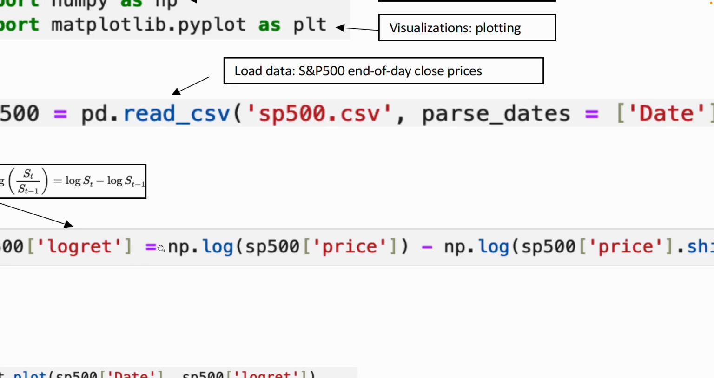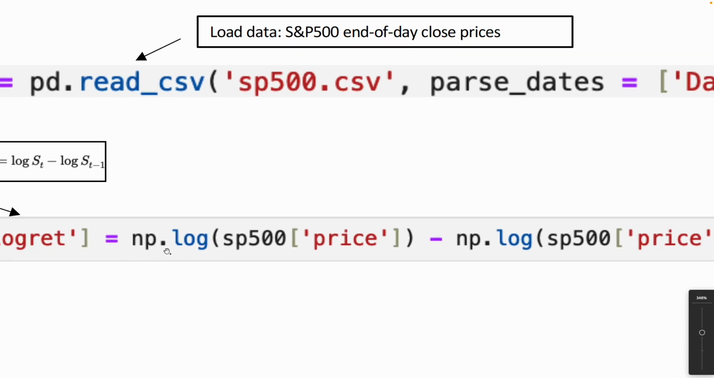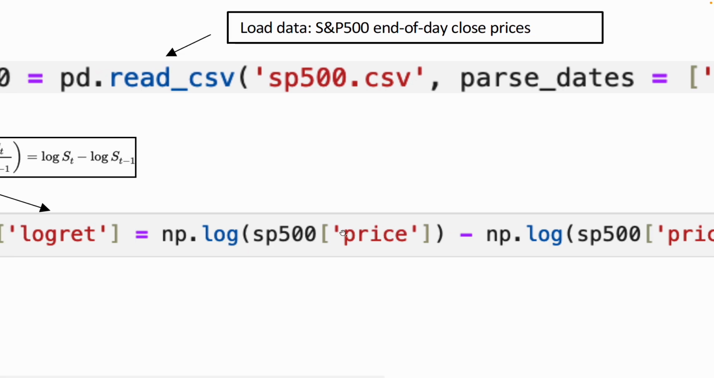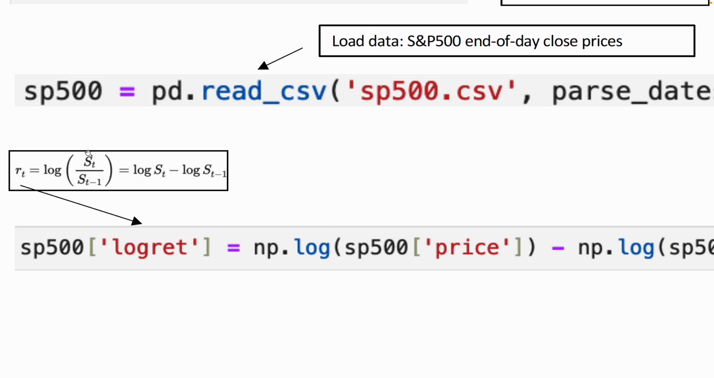Better than that, check the formula. And I see here, you use the NumPy package. It's a library. It has the log as a method in the library. And you simply give in the column of the S&P 500. So now you have the log price. You see also good documentation here.